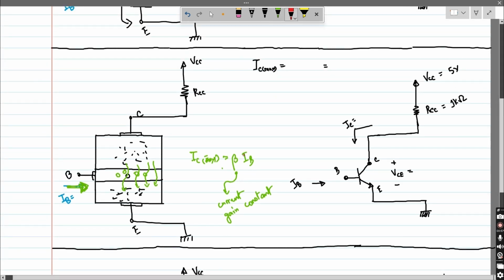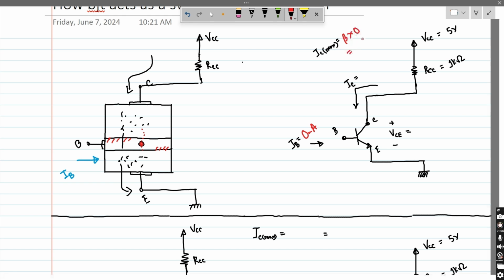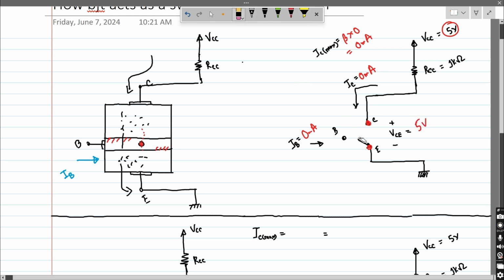So if the base current is 0 milliampere, the maximum amount of collector current that the BJT can carry is 0 milliampere, which means the BJT cannot carry any current. Then the collector to emitter voltage drop is equal to the supply voltage.